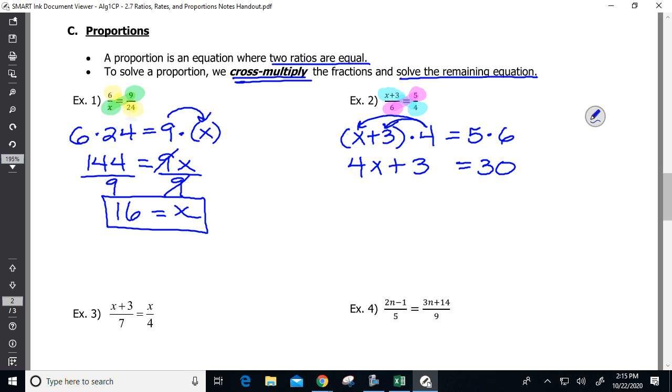Did I distribute that right? Now you multiply the 4 and the 3, too. You gotta multiply the 4 and the 3 too. So if you're gonna distribute, you gotta do it with everything. 4 times x, 4x, 4 times 3, that's 12. Now we can start solving.